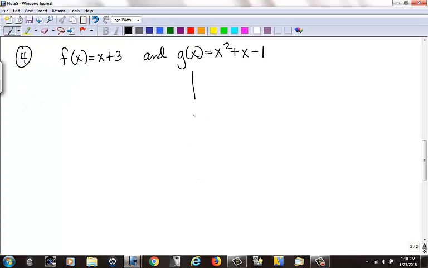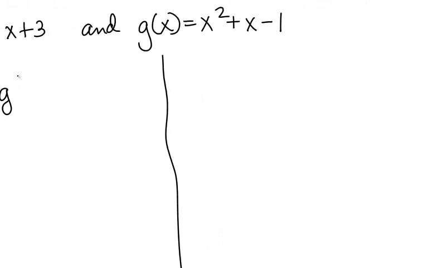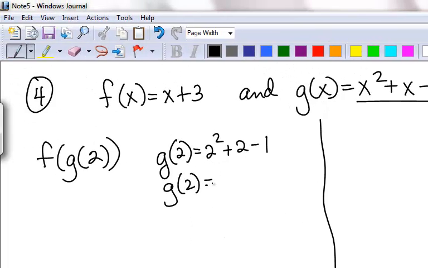And I'm going to work two parts of this. First, I want you to find f of g of 2 again. Okay. So do the innermost group. Find g of 2. Everywhere I'm substituting in a 2 up here. So I have g of 2: 2 squared would be 4, plus 2 would be 6, minus 1 would be 5. So g of 2 is 5.